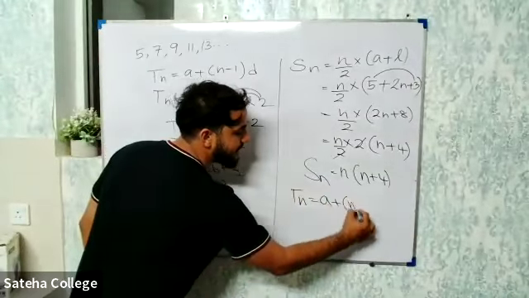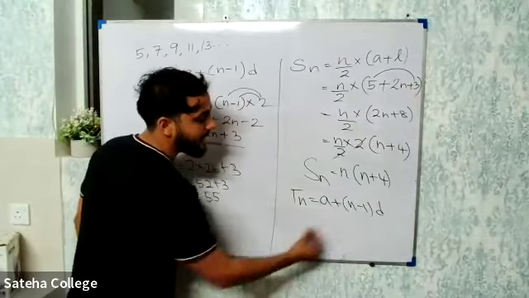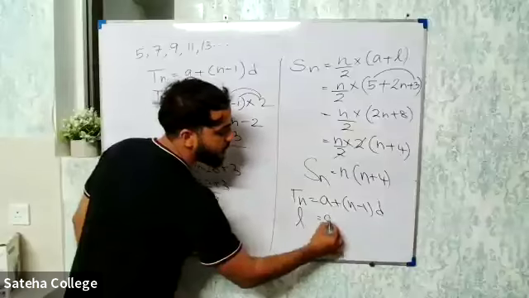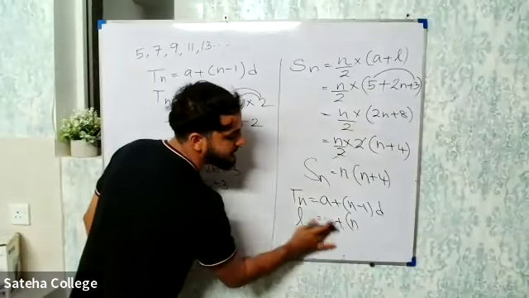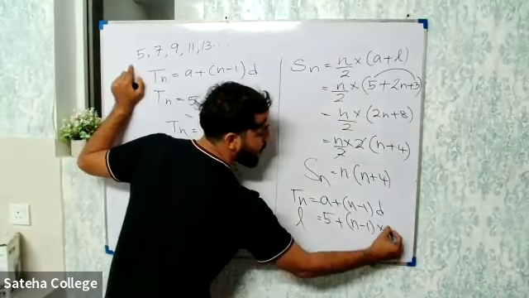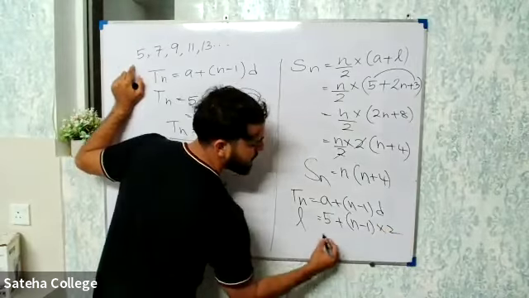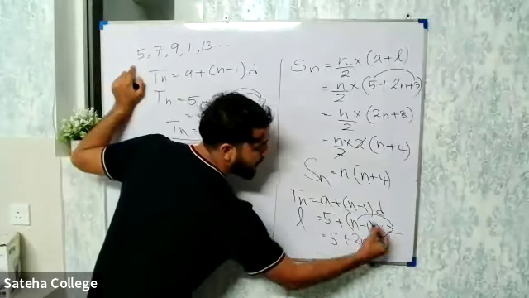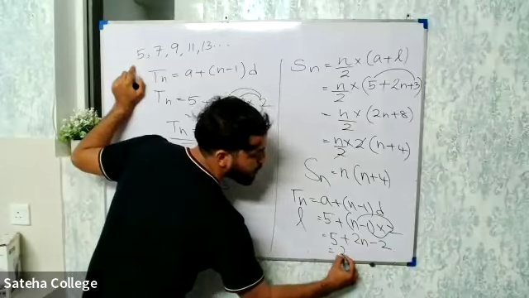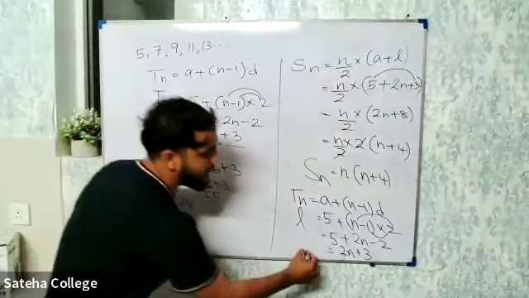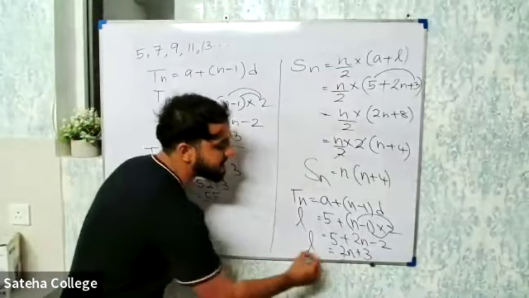Tn is equal to a plus n minus 1 into d, right? Now let's say your last term, the value is equal to n. So the last term is equal to a plus n minus 1 into d. We know the value of the first term, that is equal to 5. N minus 1, the common difference is equal to 2. So 5 plus, open the bracket here, 2 into n is 2n, 2 into minus 1 is minus 2. So you get 2n, 5 minus 2, that is equal to 2n plus 3. So the last term in terms of n is equal to 2n plus 3.